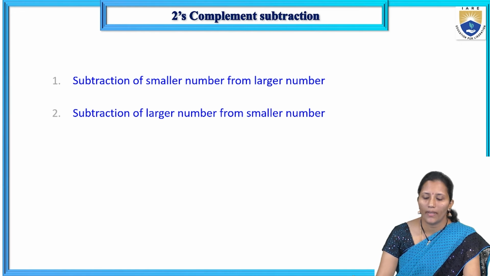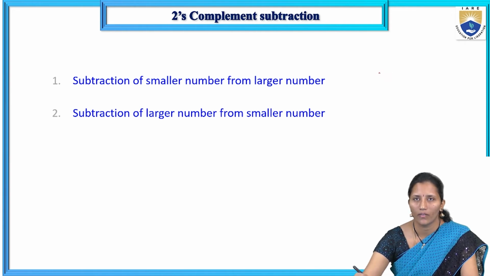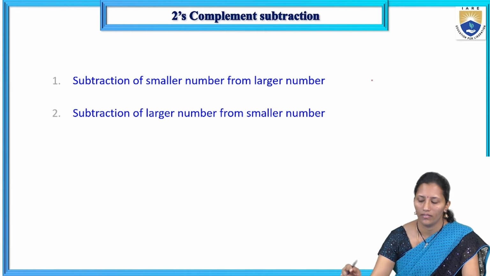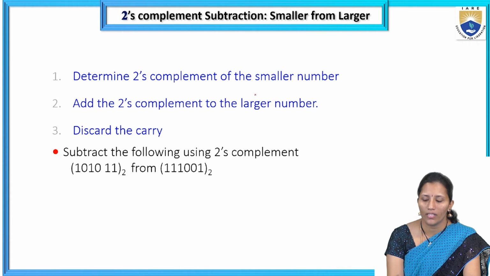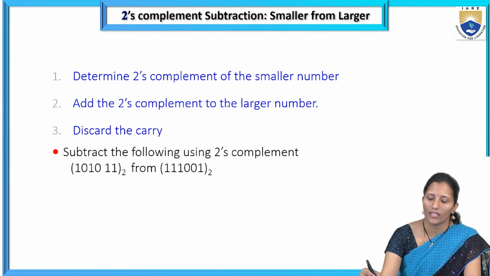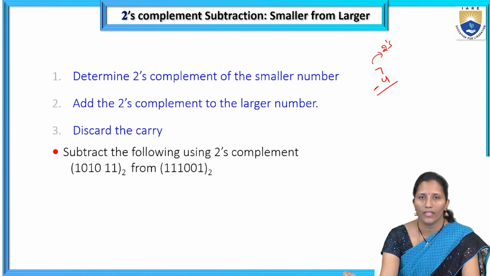So, 2's complement subtraction here. Subtract a smaller number from a larger number. Same procedure like ones complement. Here we have to subtract a smaller number from a larger number, and also the subtraction of a larger number from a smaller number. Here we are subtracting a smaller number from the larger number by using the 2's complement method. Before, we discussed ones complement subtraction; here we are doing subtraction by using the 2's complement method.